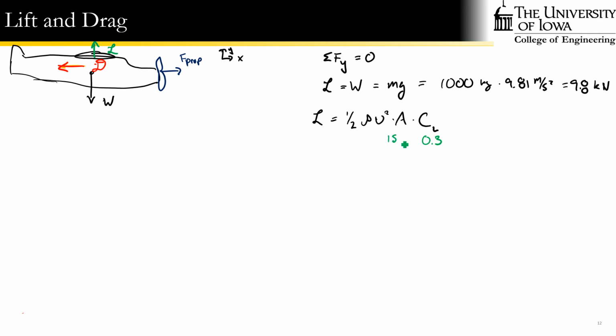We've got 15 square meters. We're dealing with air, so 1.23 kilograms per cubic meter. And so our job, and we just found the lift, it has to balance the weight, is to find the speed.